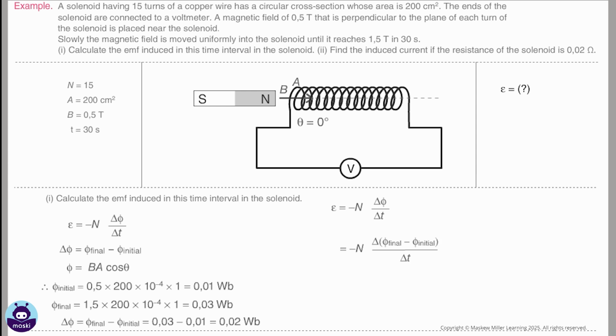t equals negative n times phi final minus phi initial all over delta t equals negative 15 times 0.02 all over 30 equals negative 0.01 volt. The negative sign just indicates that the EMF tends to oppose the increase in flux. We are interested in the magnitude of the EMF, which is 0.01 volt.